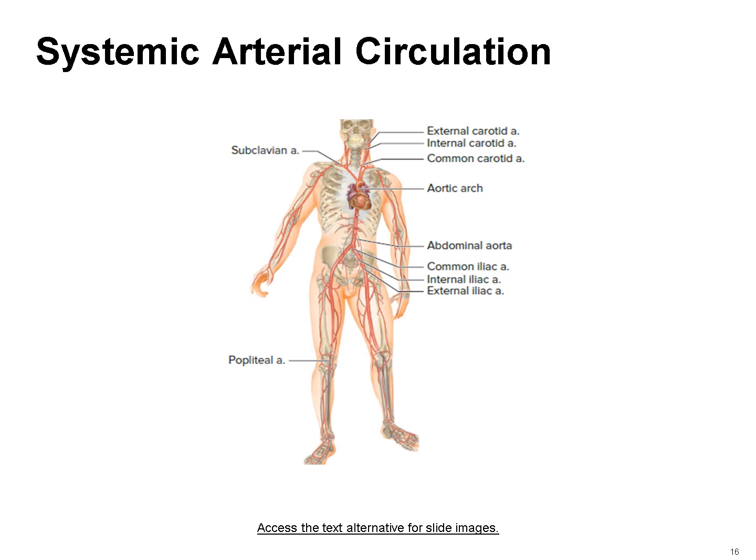Ascending aorta arises from the left ventricle and supplies blood to the coronary arteries. Aortic arch curves over the heart, giving rise to major arteries that supply the head, neck, and arms. Thoracic aorta travels down through the chest, supplying blood to the chest wall and organs. Abdominal aorta extends into the abdomen, supplying blood to the digestive organs, kidneys, and lower body.